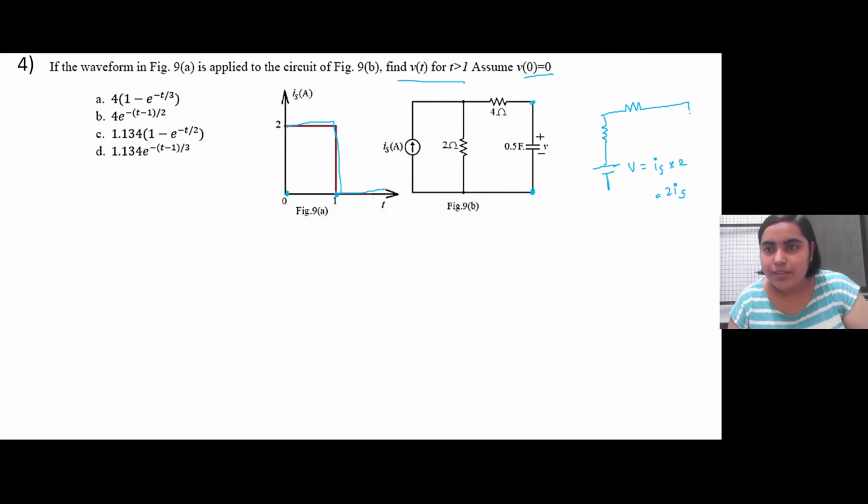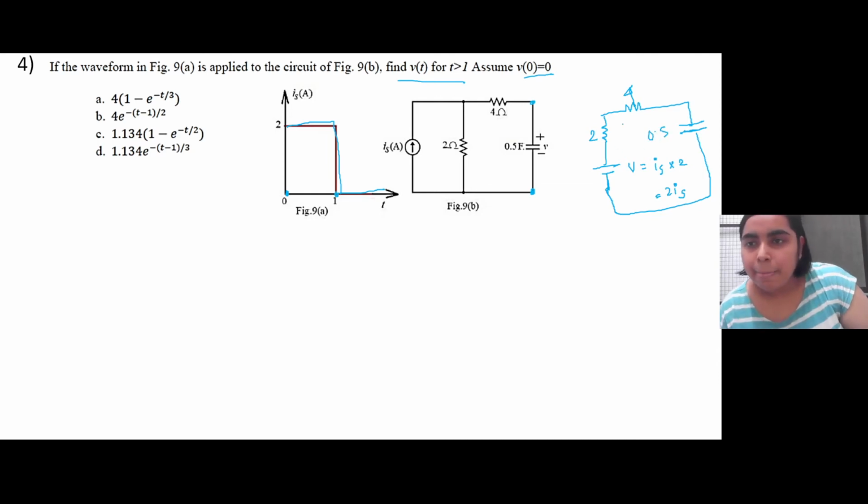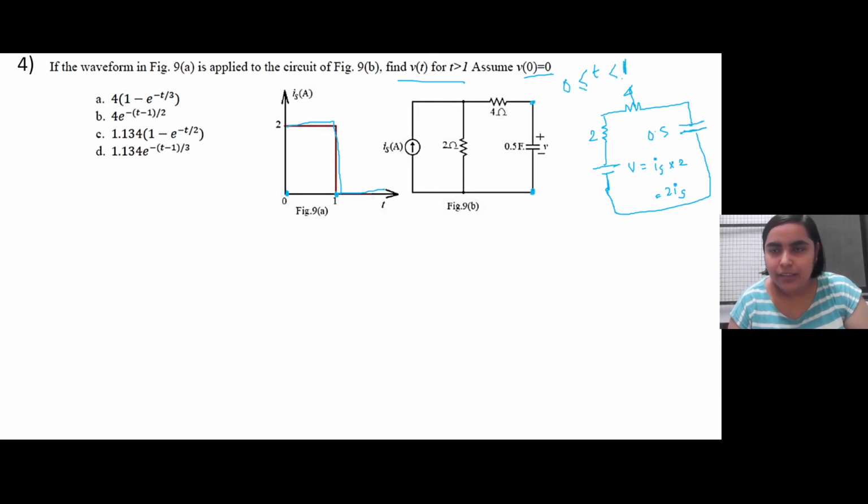And this 4 ohm resistance is there. This is the capacitor that is already connected. So this is the voltage, this is the 2 ohm resistance, this is the 4 ohm resistance. Now let us consider the time between 0 to 1 second, just before this pulse goes off. In that particular time, what will be the v of t?